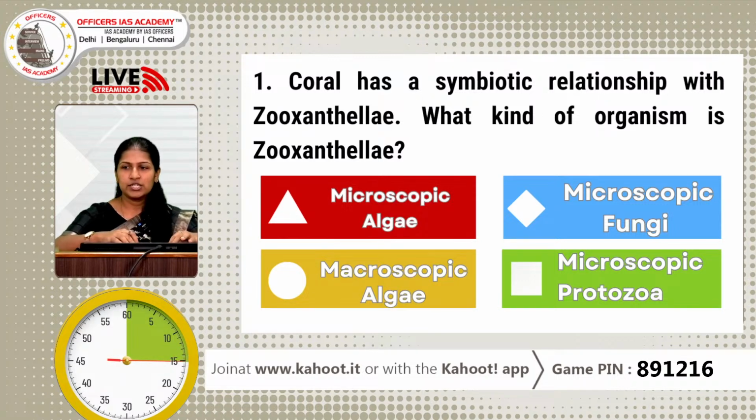So the first question is, coral has a symbiotic relationship with zooxanthellae. What kind of organism is zooxanthellae? So you have 4 options. First option is microscopic algae. Second option is microscopic fungi. Third is macroscopic algae, and the fourth one is microscopic protozoa.